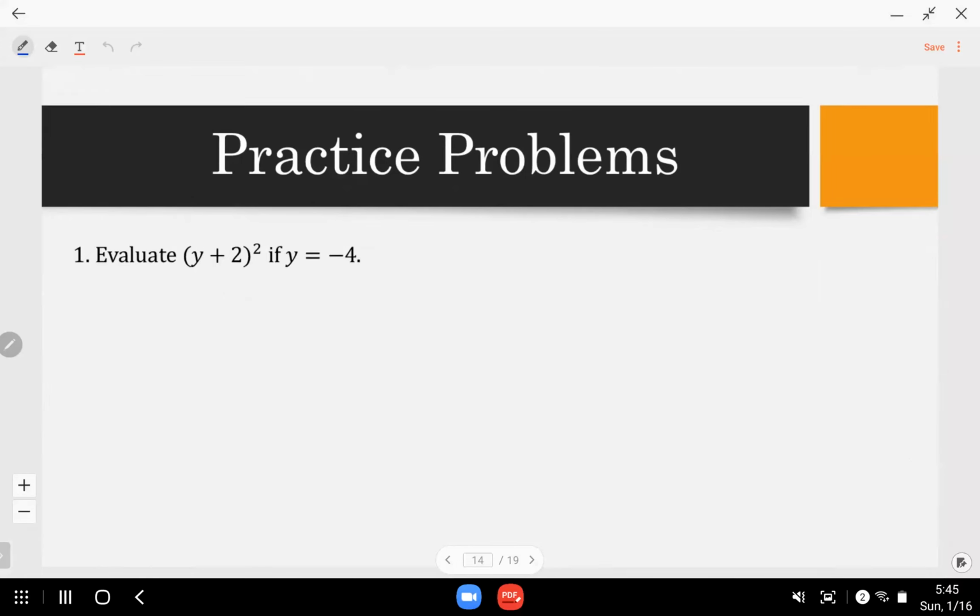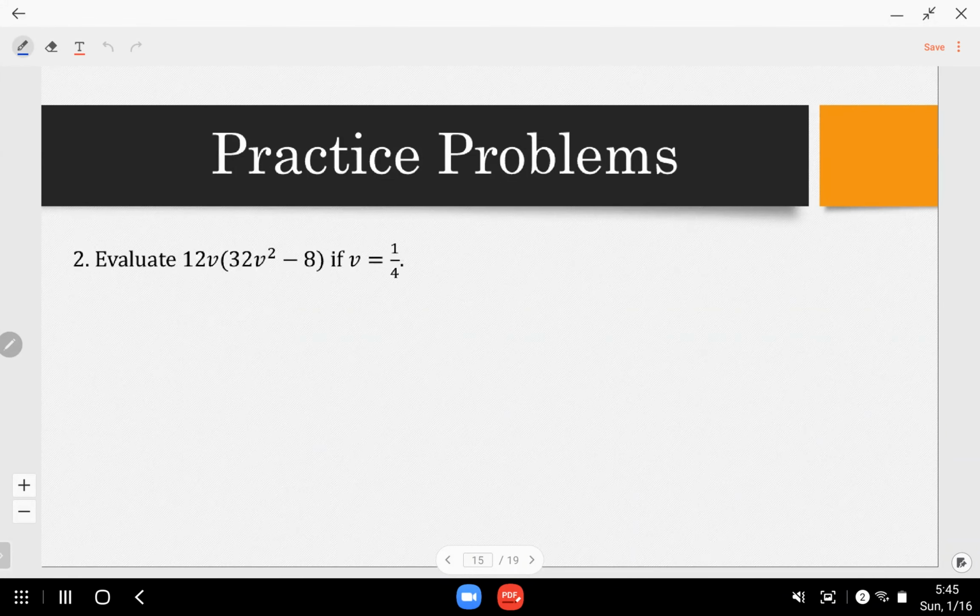So basically, first step, sub in -4. -4 plus 2 squared. Now, again, order of operations, do the parentheses first. So -4 plus 2 is basically just -2 squared. Okay, this is equal to 4. Okay, very easy. Now, this one is a little bit harder. So I'll give you some time to do this.